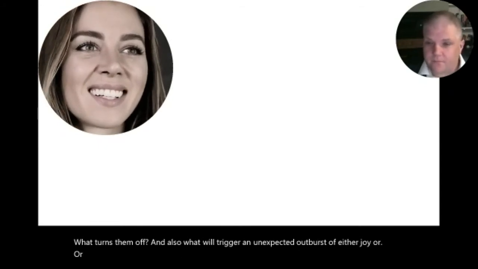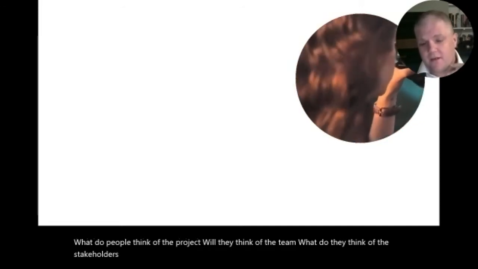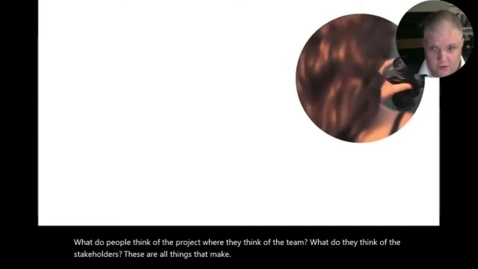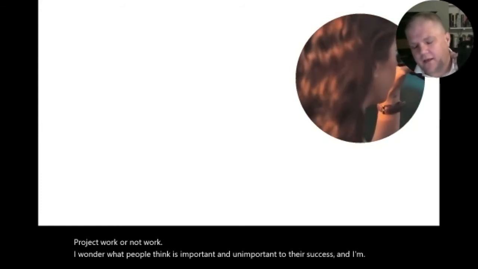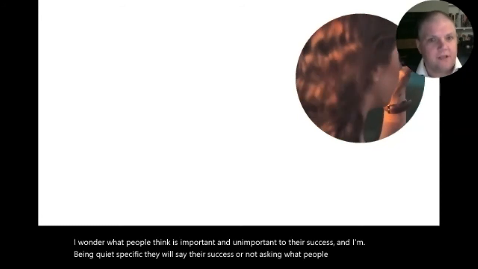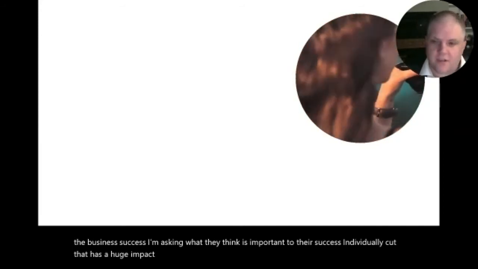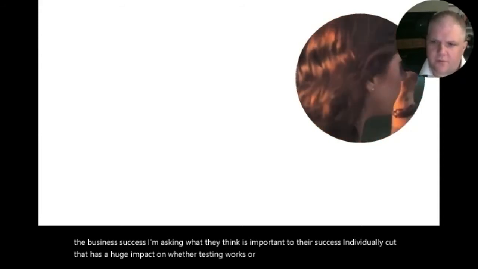And then another element to it is about perception. What do people think of the project? What do they think of the team? What do they think of the stakeholders? These are all things that make projects work or not work. What do people think is important and unimportant to their success? And I'm being quite specific there when I say their success. So I'm not asking what people think is important to the business success. I'm asking what they think is important to their success individually, because that has a huge impact on whether testing works or not. And I will come on to why in a bit.